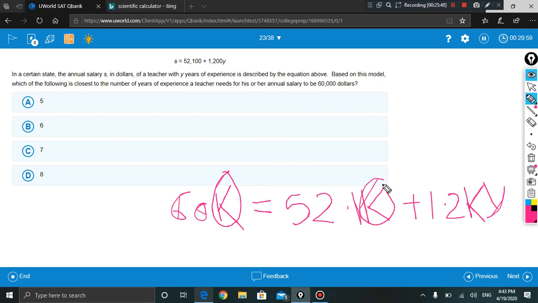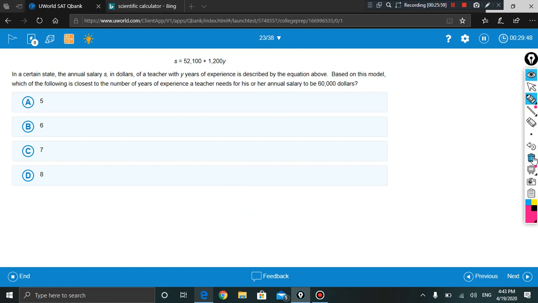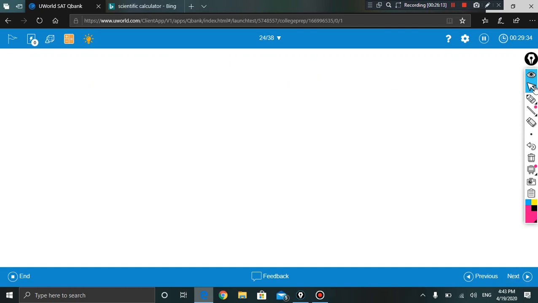So the value of x was 6.58, which is closer to 7, not 6. So I'm gonna go for C, which is 7, not 6. Yeah, 7, right? So let's choose 7. Oh, sorry about that. Let me choose 7 and let's get next.